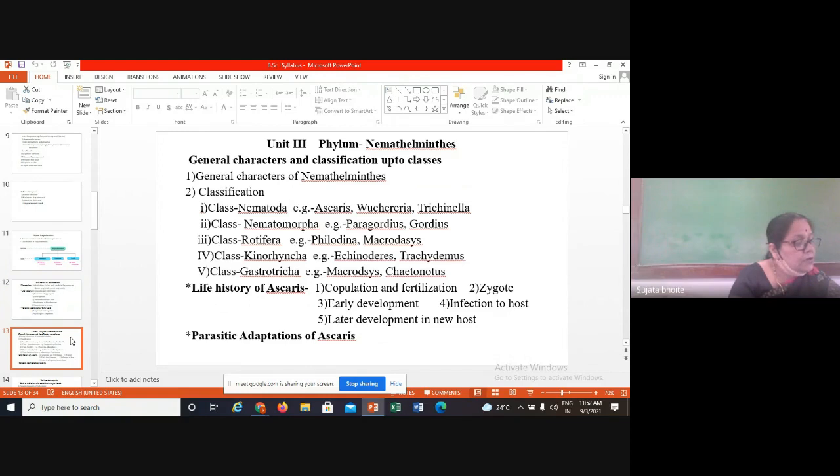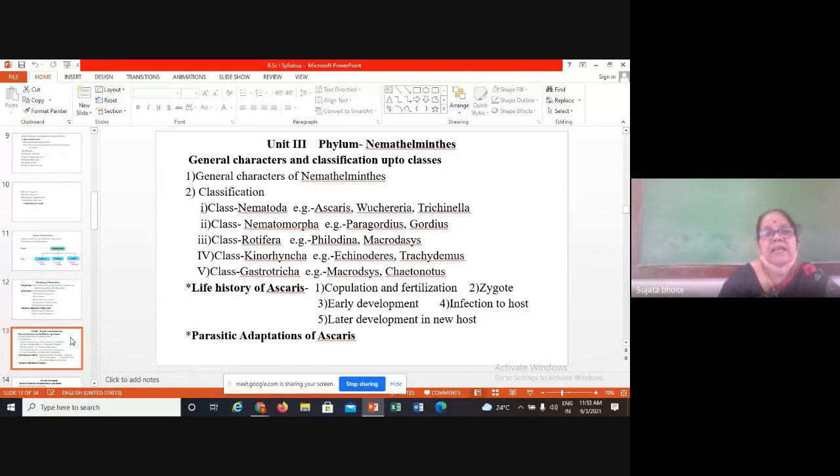Generally, in unit second, there is no change; only one change is present in the Cnidaria. In the old syllabus, at this point, importance and the types of the corals. Only one change is present in the phylum.